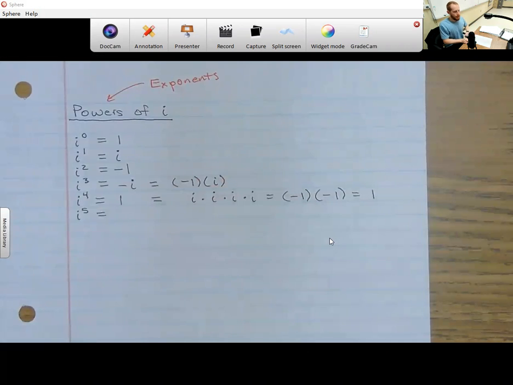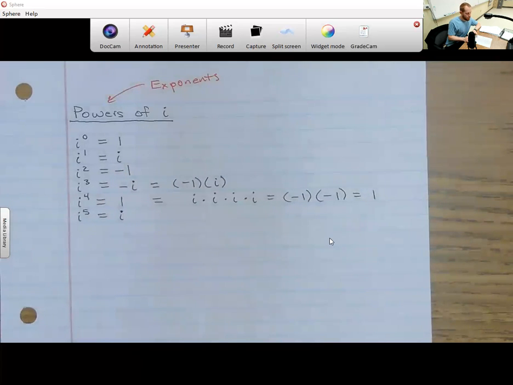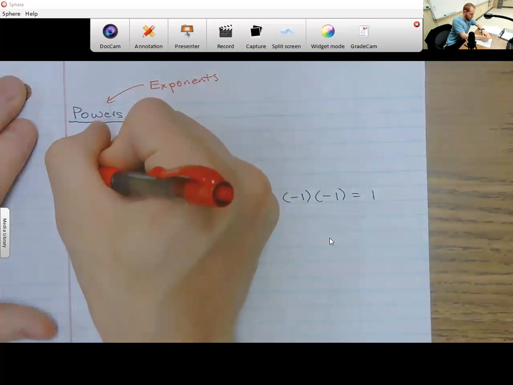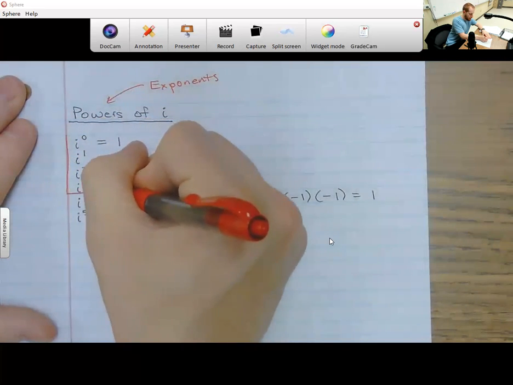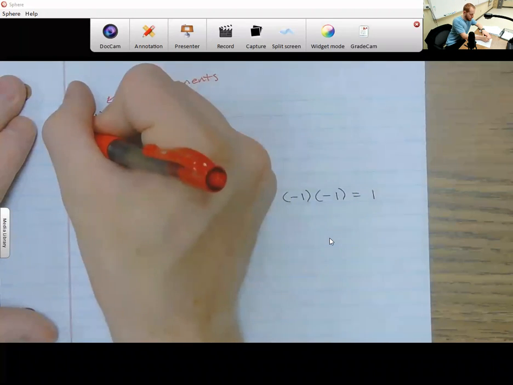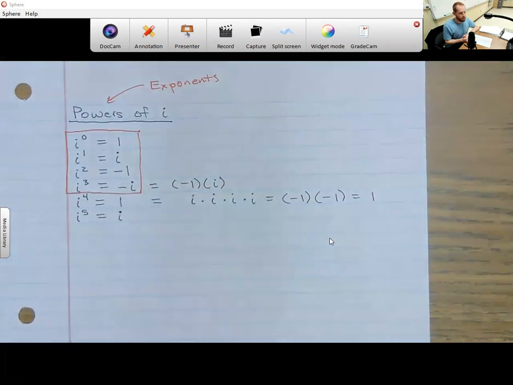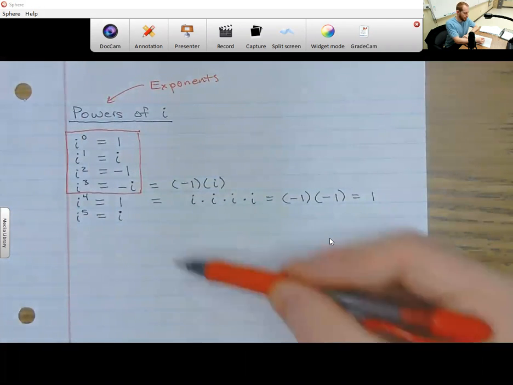Okay? And then for i to the 5th power, we're multiplying by i again, right? So what's 1 times i? That would just be i again. So now the pattern is starting over again. So what's the pattern? It's basically going to be these first 4. I'm going to draw a box from i to the 0 to i cubed. This is the pattern, and the pattern is going to repeat itself down here.